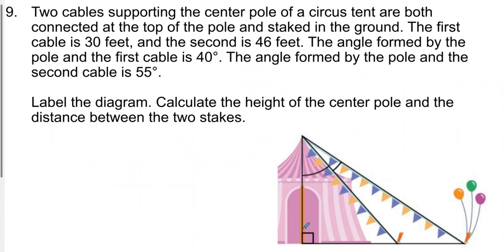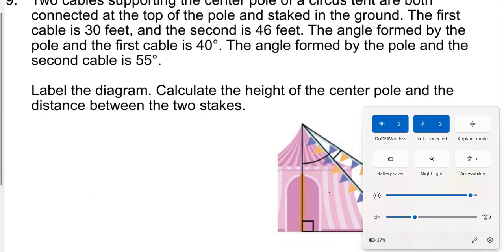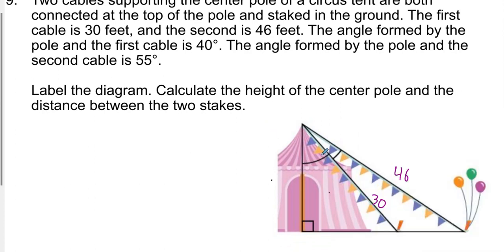So we have this beautiful tent, and it says that the first cable is 30 feet, and the second cable is 46. The angle up here is 40 degrees, and this angle, the big one, is 55. I'm going to put that this is just 15 there. We want to find the height of the center pole and the distance between the two stakes.